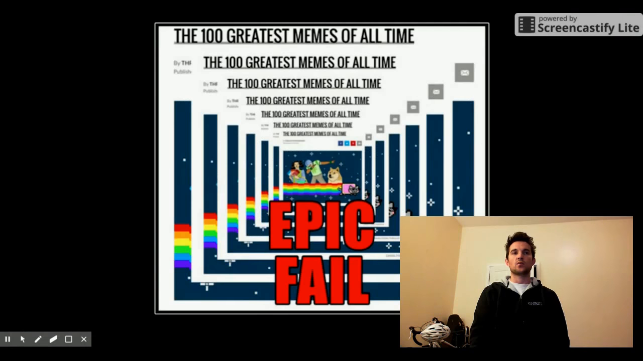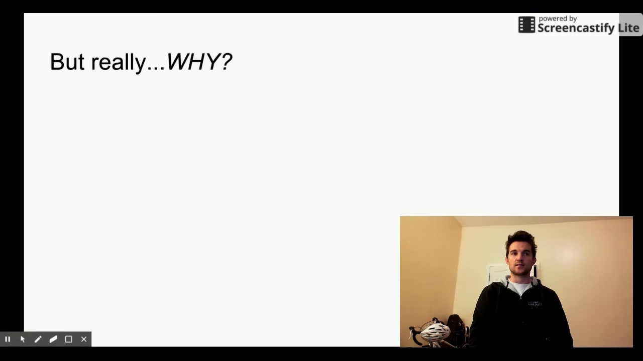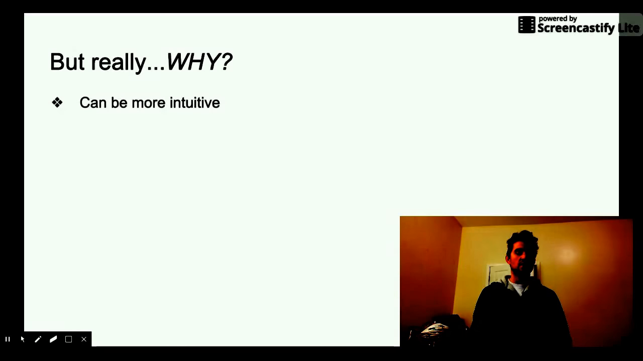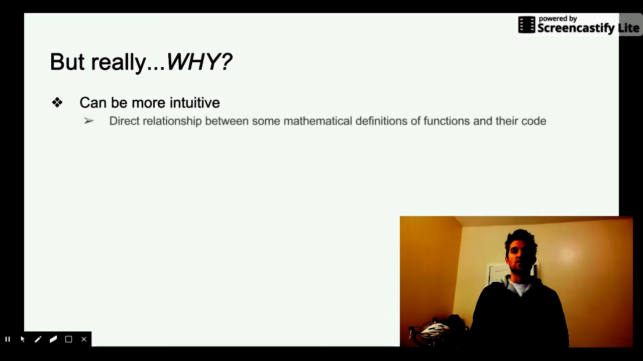But really, why are we doing this? The reality is that recursion is really elegant. It can be much more intuitive for certain things, especially if some of you are previously familiar with recursion, the Fibonacci sequence, which is defined in terms of previously calculated iterations of the Fibonacci sequence. It can be, in this way, a direct relationship between mathematical functions and the code that codes them.